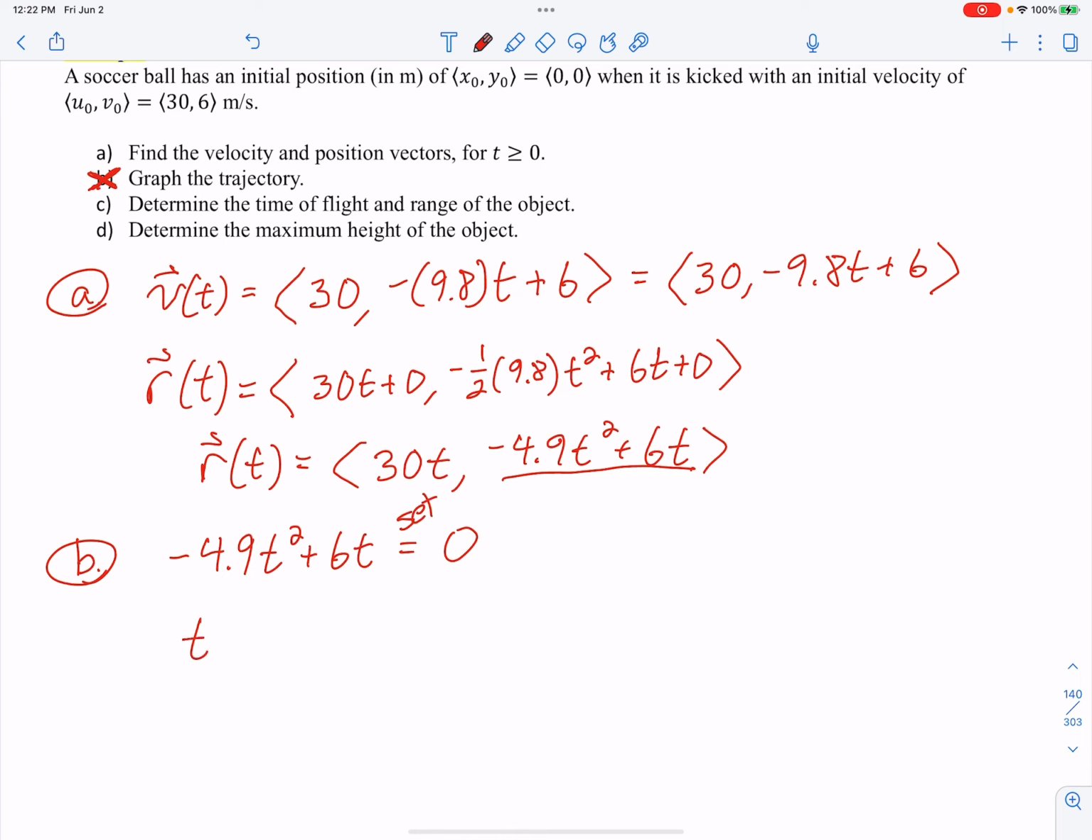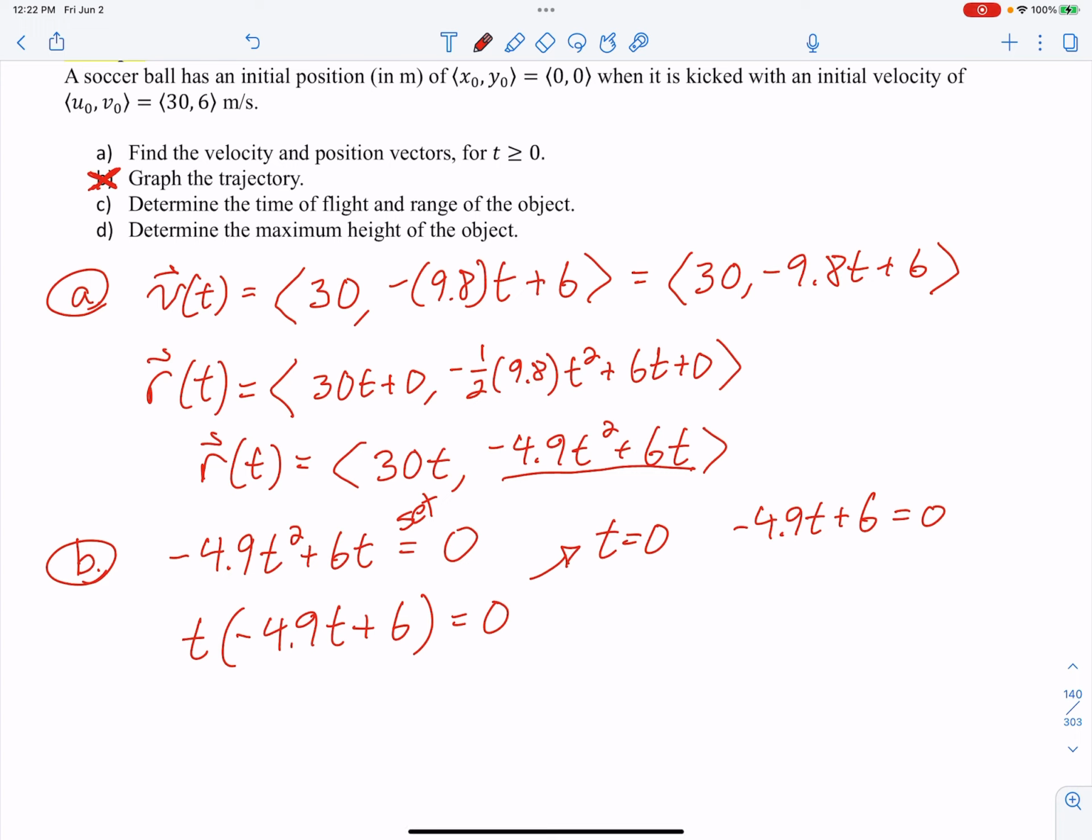Using this, I can factor out t. And then I have the zero product property. I take t and set it equal to 0. Okay, that makes sense. It starts at time 0. And then negative 4.9 t plus 6 equals 0. If I set that now, with the zero product property, I get negative 4.9 t equals negative 6. And then we just use our calculator.